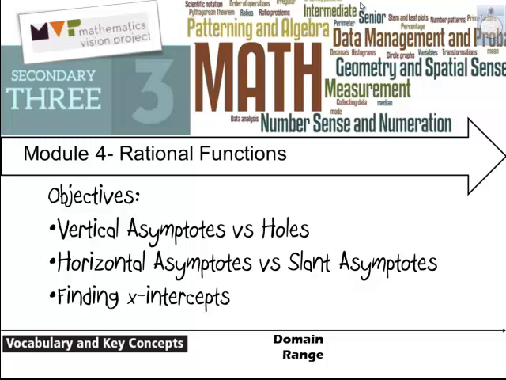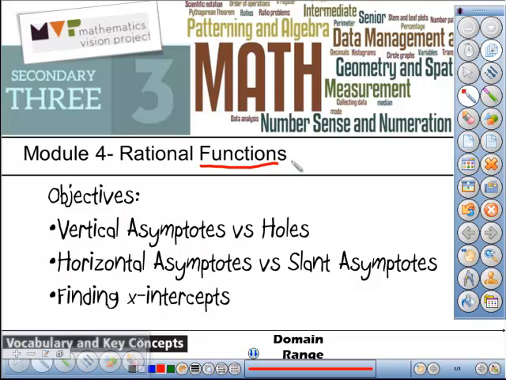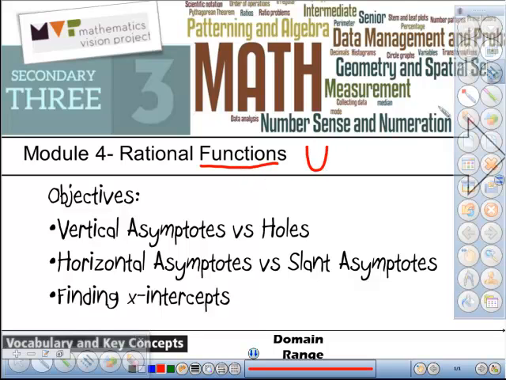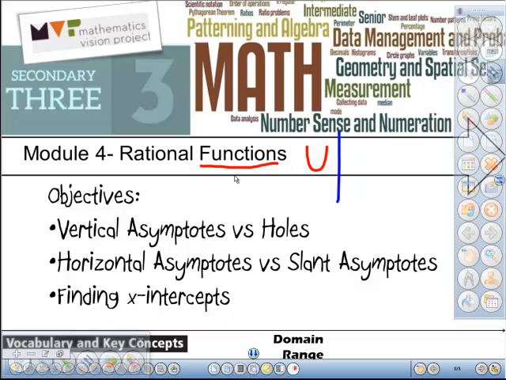Okay, Module 4, Rational Functions. Before we get started, let's look at the title and see if we can understand what we're dealing with. First off, it says functions, and when it comes to functions, we're thinking of anything that passes the vertical line test. If I take a vertical line and pass it through from left to right, we want to see that the x values do not repeat. That's how we can tell if something is a function.